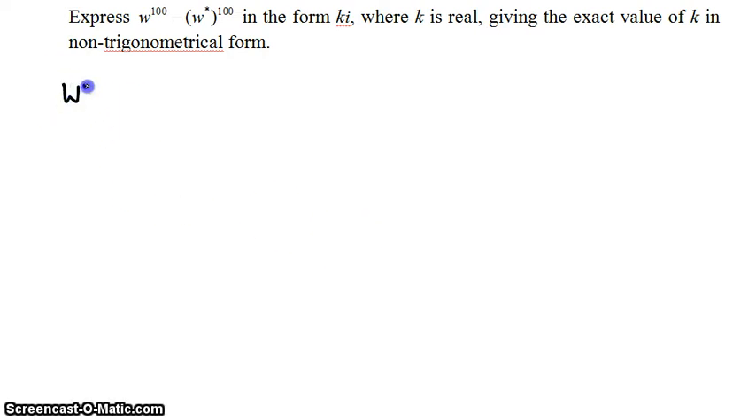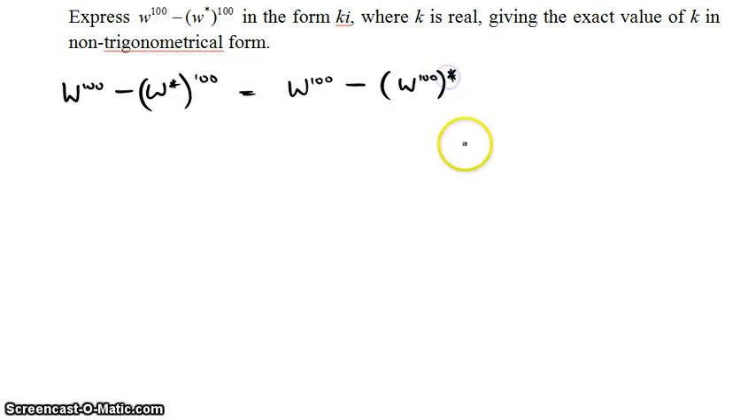Well, w to the power of 100 minus w conjugate to the power of 100 is actually equal to w to the 100 minus w to the 100 conjugate. The order doesn't matter here. And if you look at this, this is just equal to 2i times the imaginary part of w to the power of 100. So now all we have to do is find out what the imaginary part of w to the power of 100 is, right?